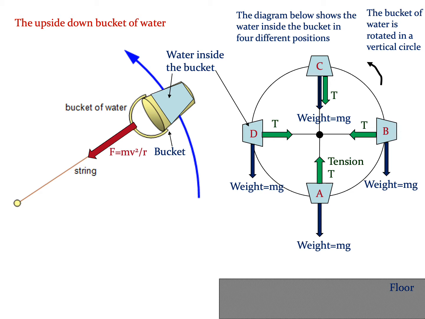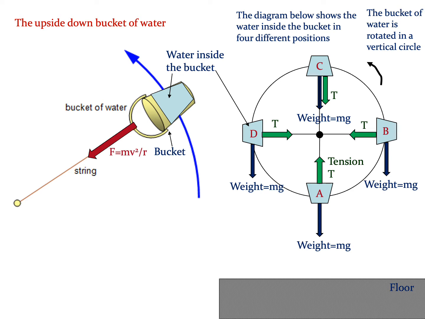Well, in each of those positions, it's the combination of the weight force and the tension force which combine to produce mv²/r. So down at position A, the tension is opposing the weight. When you add those two together as vectors, the result is F = mv²/r. So the tension force is going to have to be quite big there because it's going to have to overcome the weight and also provide a sufficiently unbalanced centrally directed force to give you your desired mv²/r.